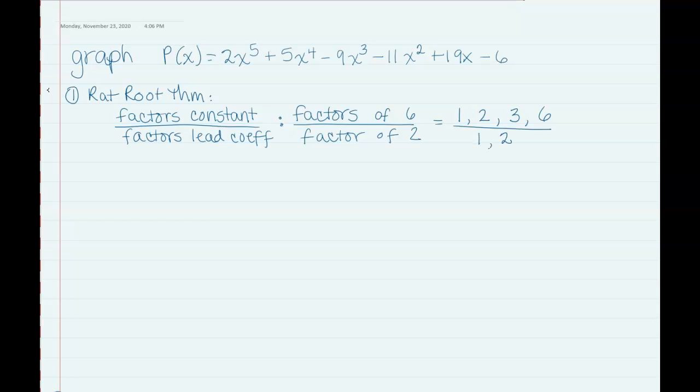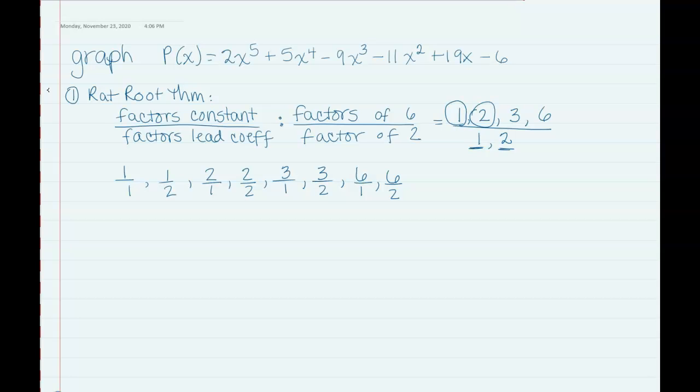So we're going to do that for every single one of them. I am going to get one factor of my constant, in this case 1, and I'm going to put it over each of the factors of the leading coefficient. So 1 over 1, 1 over 2. Then I'm going to go to the next one, which is 2, and 2 over 1, and 2 over 2, and so forth. 3 over 1, 3 over 2, 6 over 1, 6 over 2.